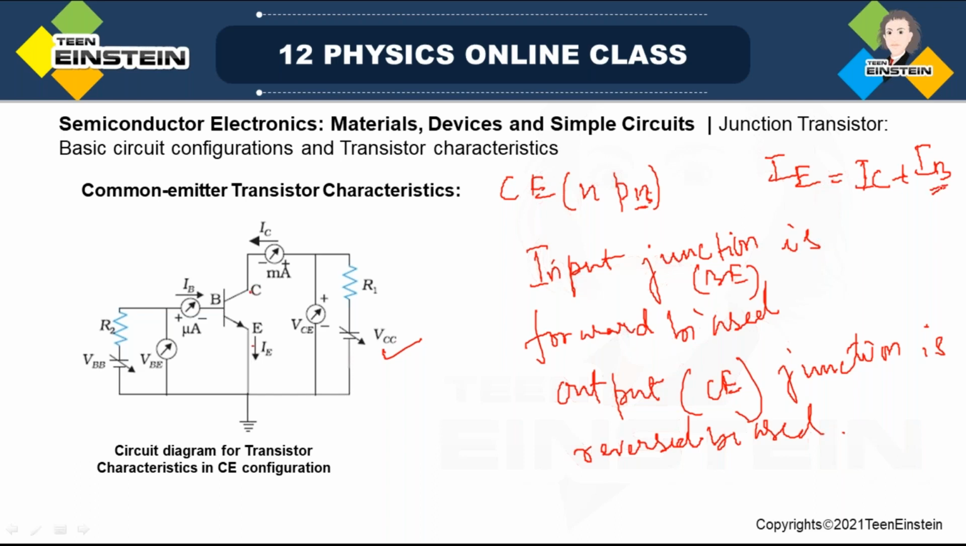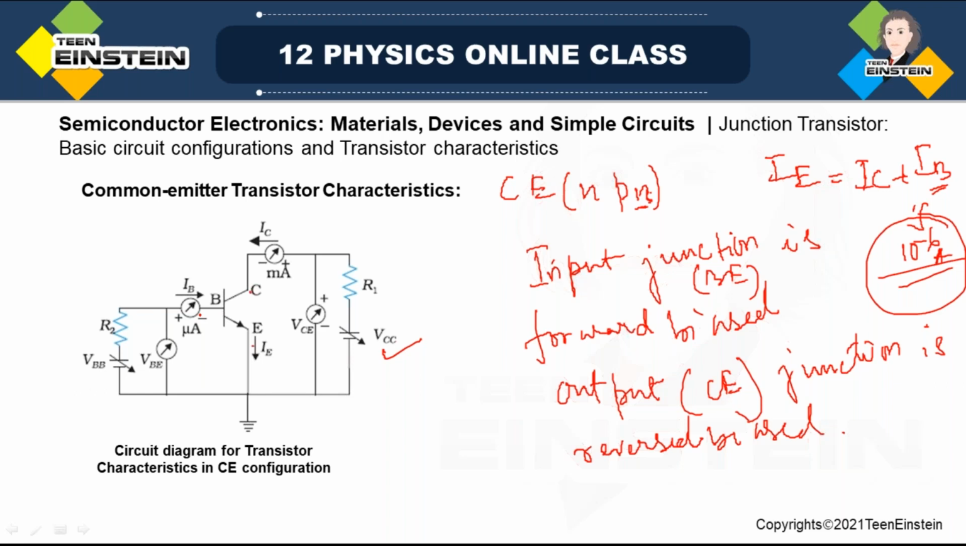So that's why this current is very negligible, of the order of microampere. So see, the base current is a very small current. It is almost negligible current, of the order of 10 to the power minus 6 ampere. That's why, to measure the current, a microammeter is connected with the base.